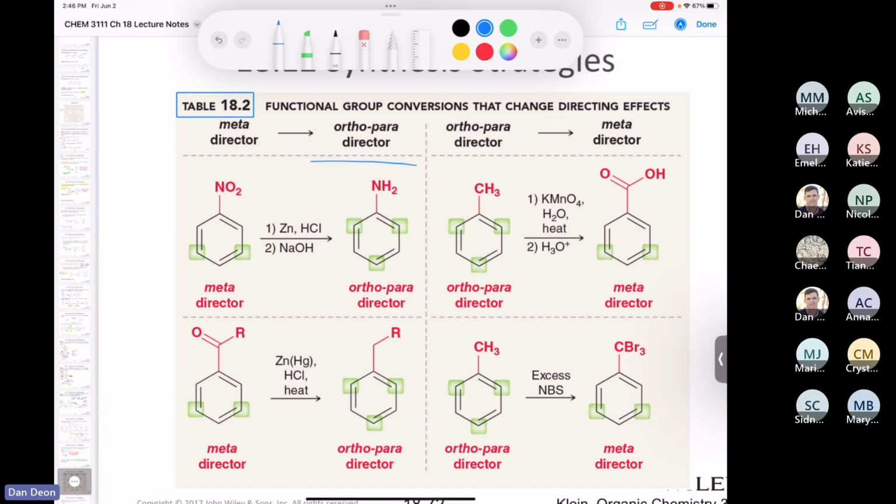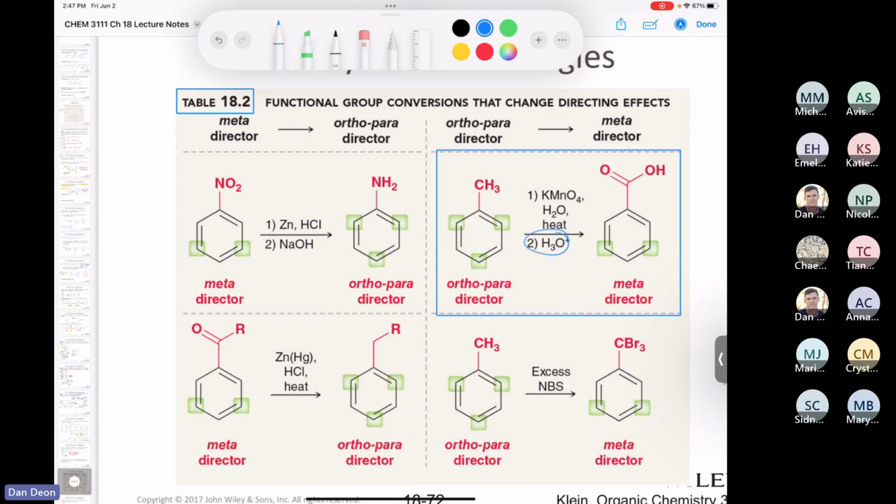For example, if you install the nitro group using nitric acid and sulfuric acid, nitro is meta directing, right? But if you reduce it to an aniline, then you make an ortho-para director. So you change the direction just by doing one reaction. Another good example: let's say you take toluene. Toluene is an ortho-para director. If you do a benzylic oxidation, you convert it to a benzoic acid derivative. Here they just made benzoic acid. You use potassium permanganate and water, and you cook that up, and that makes the benzoate salt. Then you protonate that in the second step with aqueous acid.